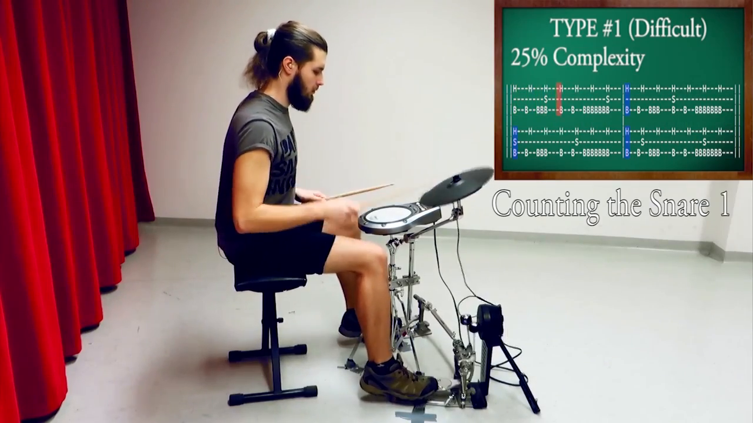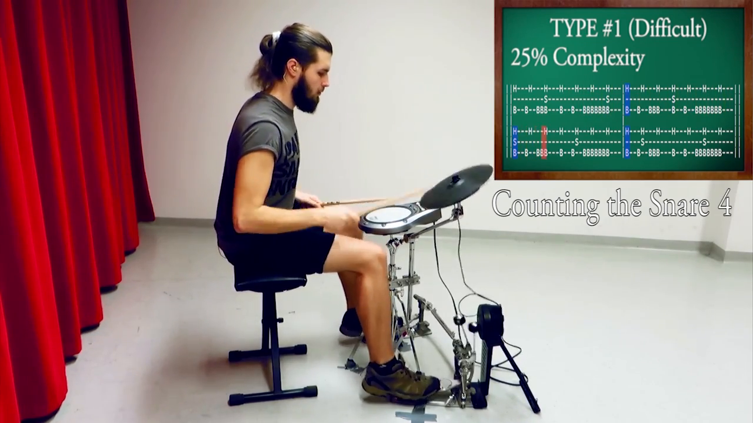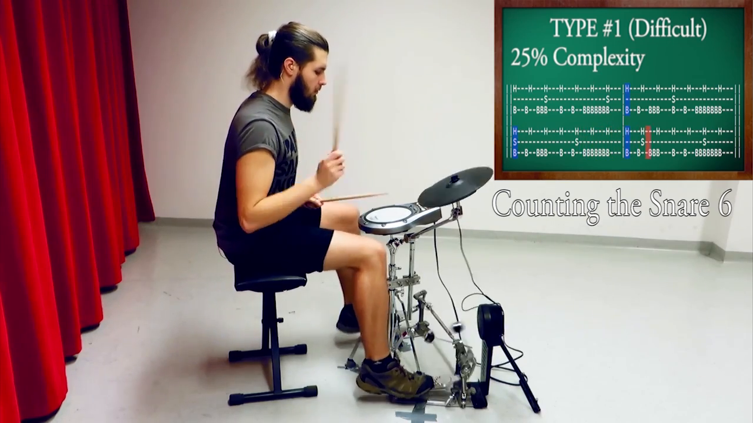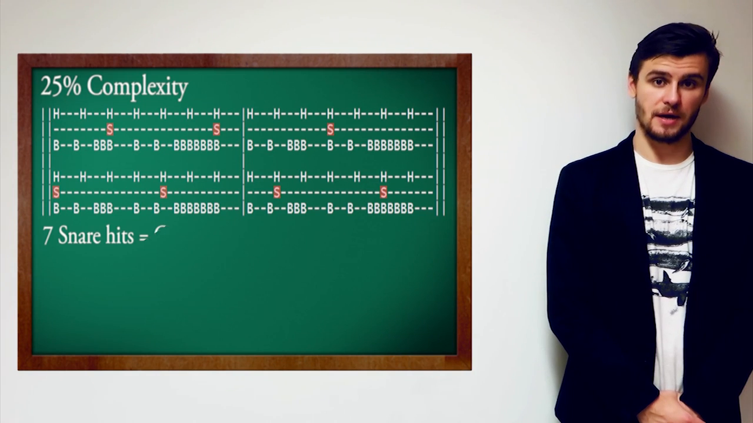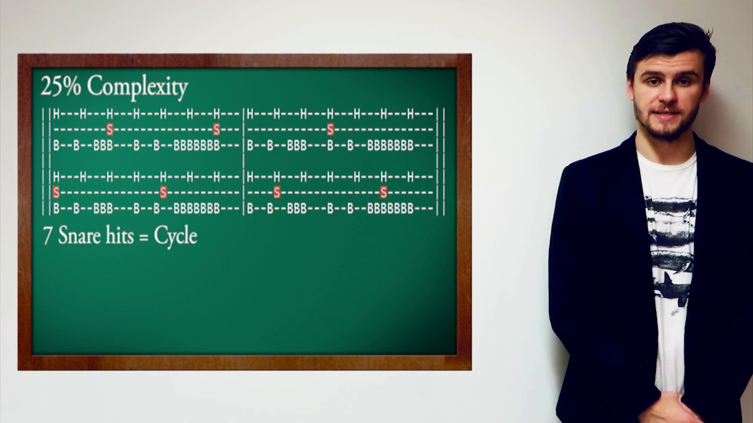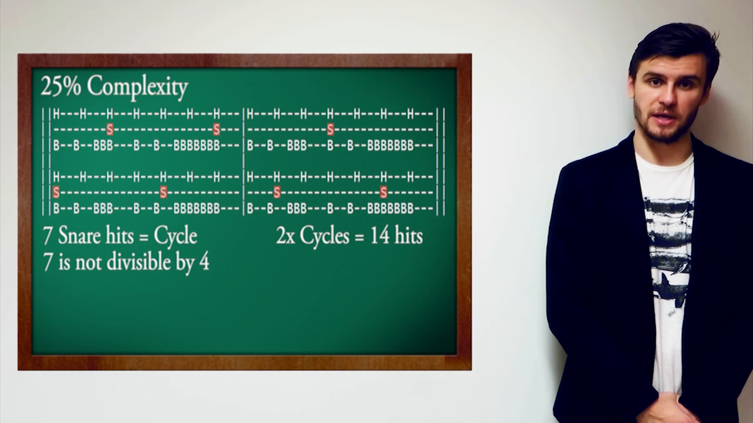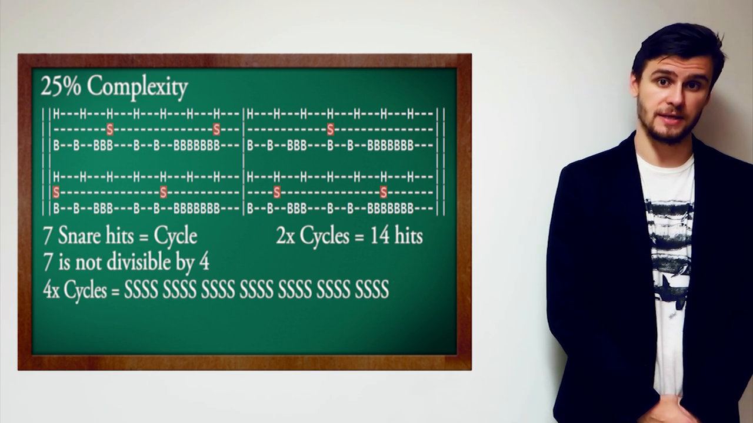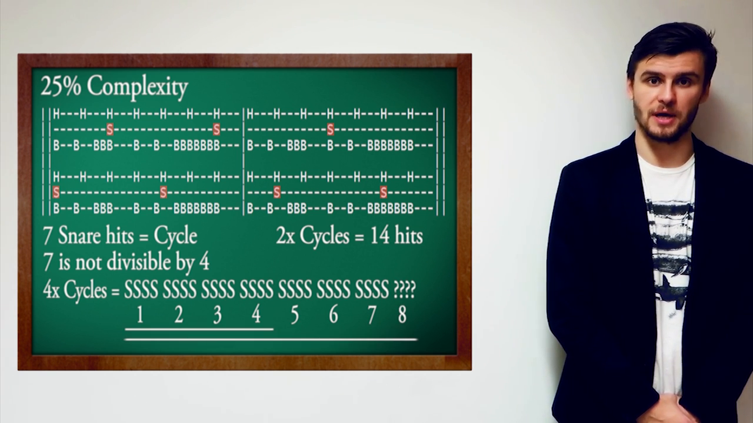Here's an example from a well-known piece. It takes 7 snare hits to complete a cycle. The number of snare hits we need should be divisible by 4. 7 is not. Playing the cycle twice would result in 14 snare hits. Playing it 4 times results in 28 snare hits and 7 big blocks, which still leaves us with a sense of incompleteness because our ear wants to hear either 4 or 8 big blocks.